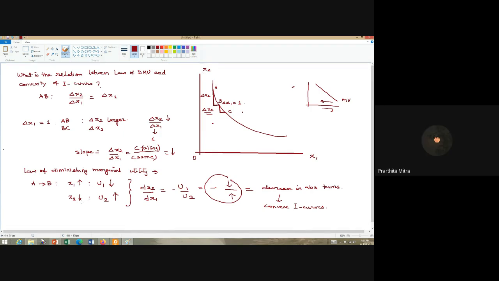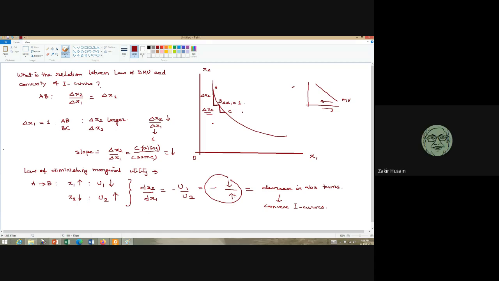Sir, it falls. So what will happen to marginal utility of the second commodity? It will rise. Now the slope is dx2 by dx1, which is equal to minus u1 by u2. The numerator is falling, the denominator is rising. Sir, in absolute terms, it decreases.